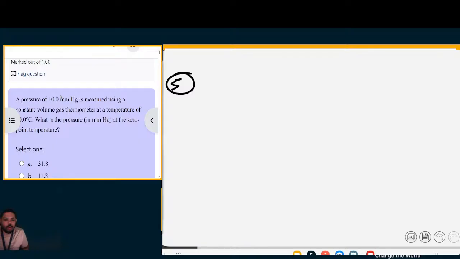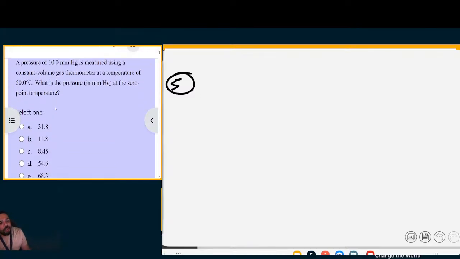Okay, first of all, a pressure of 10 millimeters mercury is measured using a constant volume gas thermometer at a temperature of 50 degrees Celsius. What is the pressure in millimeters mercury at 0 degrees Celsius? Now, you need to first identify the relationship.